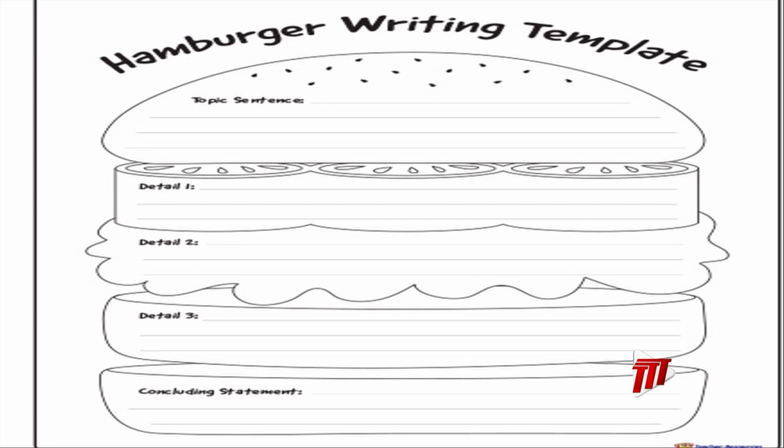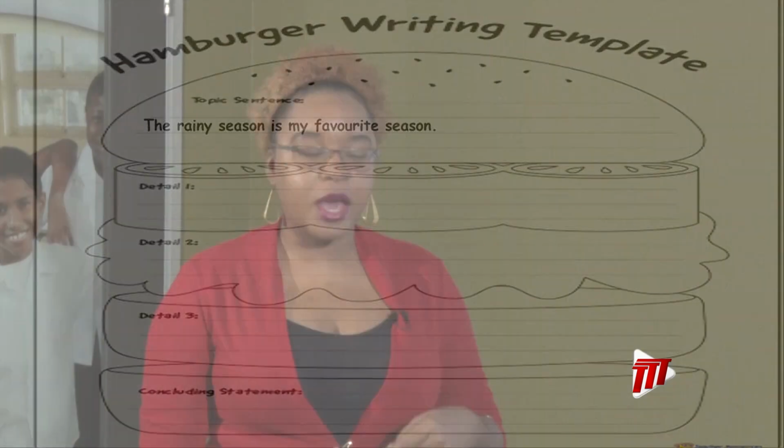So we have our templates. We have the top bun, the tomatoes, the lettuce, the hamburger patty, and the bottom bun. So let's fill it in to see what this will look like. The rainy season is my favorite season. This is the main idea. This is telling the reader what this paragraph is going to be about. So we know that this paragraph is going to be about the rainy season. So just remember, we have to use our linking words, our transitional words.